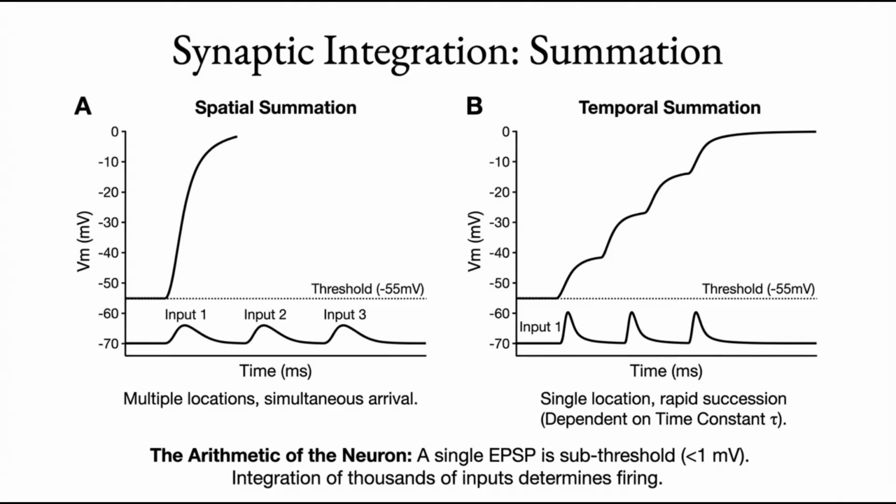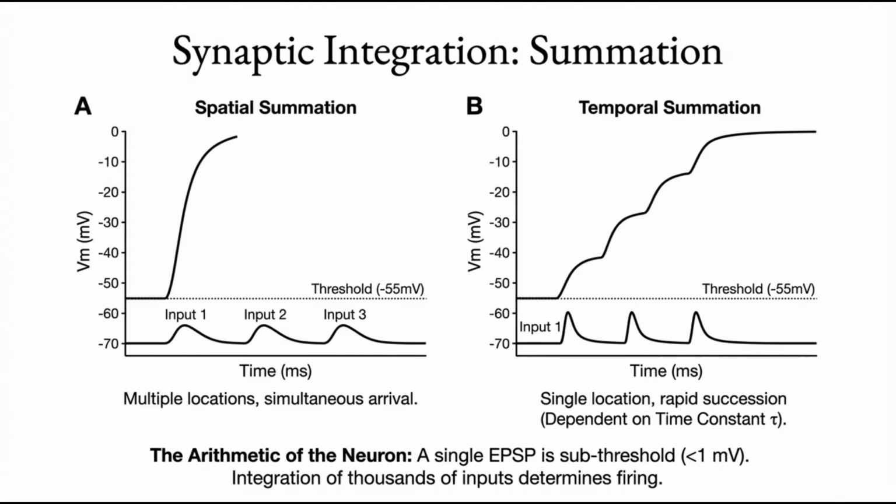The neuron has to listen to all of them and make a single decision. The slide uses the analogy of a judge listening to thousands of lawyers. It's a good one. A single EPSP is usually tiny, maybe half a millivolt. It's rarely enough to reach threshold on its own. It's like one lawyer whispering in a crowded courtroom. The judge isn't going to make a ruling based on that.